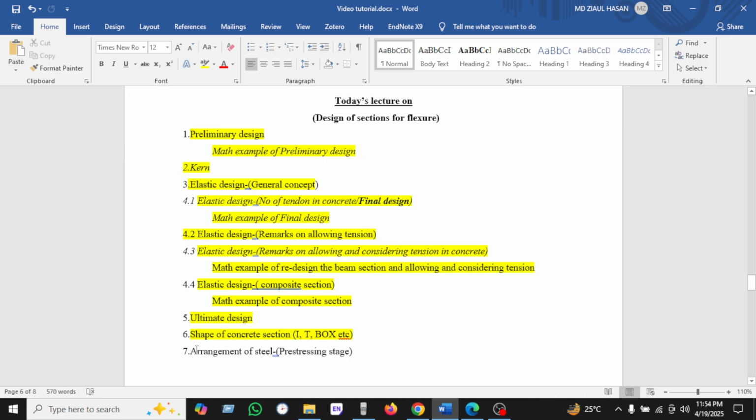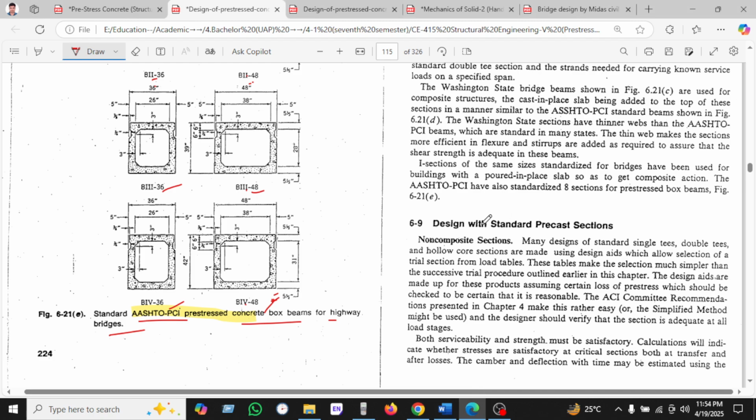So I hope the shape correction concrete section is clear now. We'll see the arrangement of steel. Sorry, now we'll see the design of the standard precast section. Non-composite sections such as single tees, double tees, and hollow core sections are made using standard designs which allow the section to carry the load.